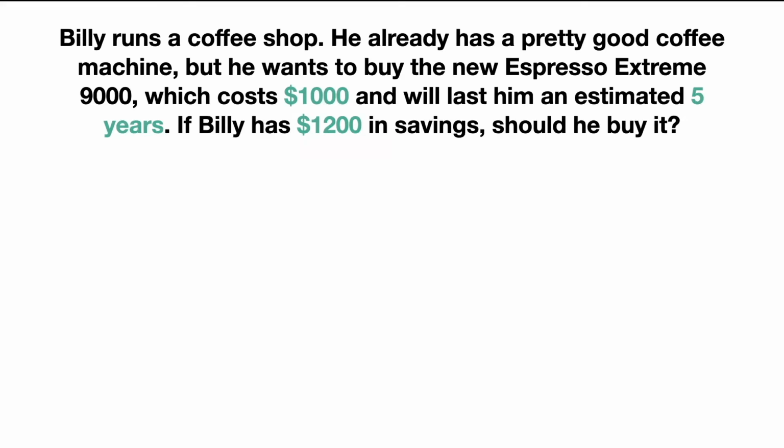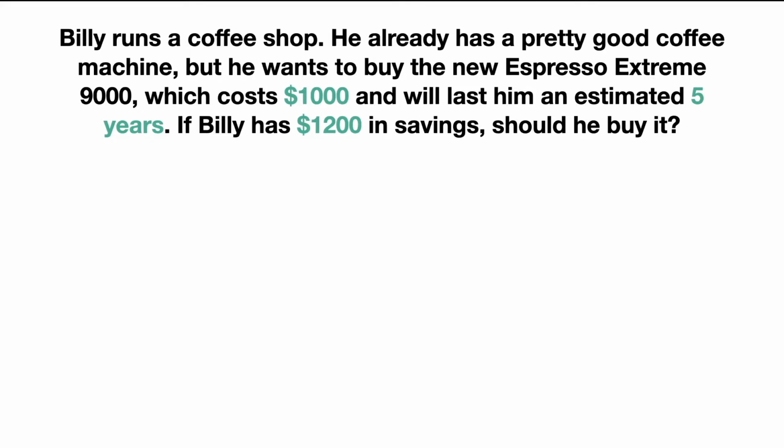Let's talk about Billy. Billy runs a coffee shop, and he already has a pretty good coffee machine, but he wants to buy the new Espresso Extreme 9000, which costs $1,000 and will last him an estimated 5 years. If Billy has $1,200 in savings, should he buy the coffee machine? Well, if Billy wants to buy the coffee machine, we need to make sure he can afford it. Let's assume that he does buy it. How would it show up on his income statement? Think about it for a second.